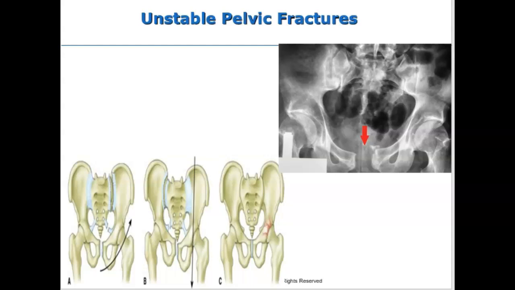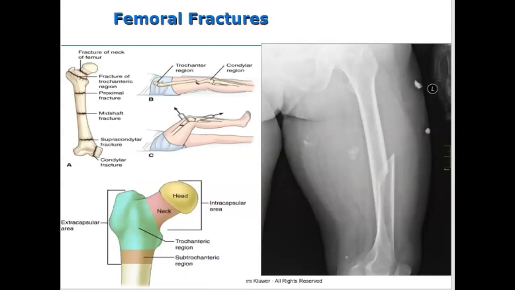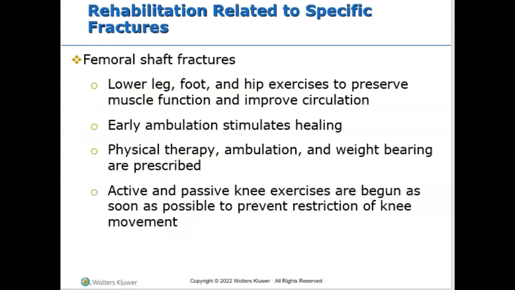Unstable pelvic fractures, femoral fractures, so where the femur breaks off from the neck of the trochanteric region and the capsule for that hip. When that breaks off, then the femur tends to drift into the pelvic area, and that's what causes all the spasms and the pain and the shortening of the limb.